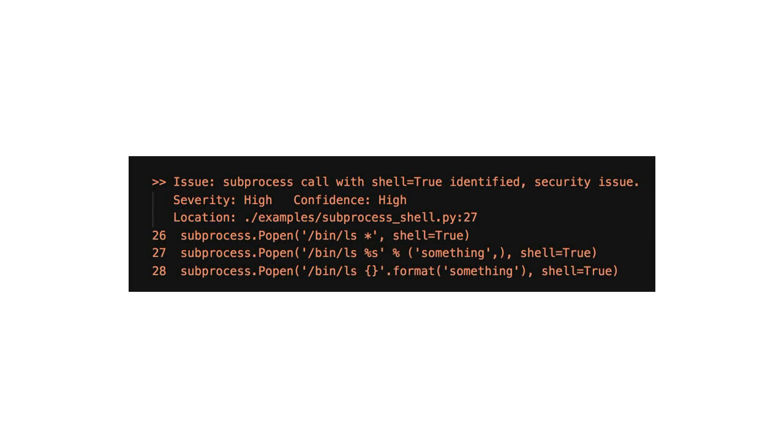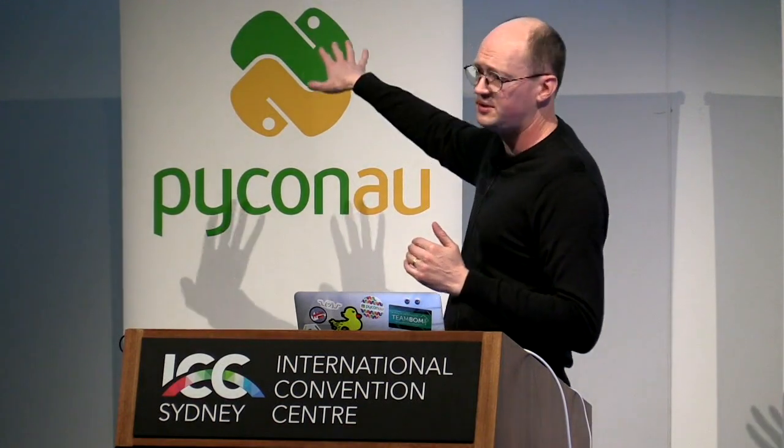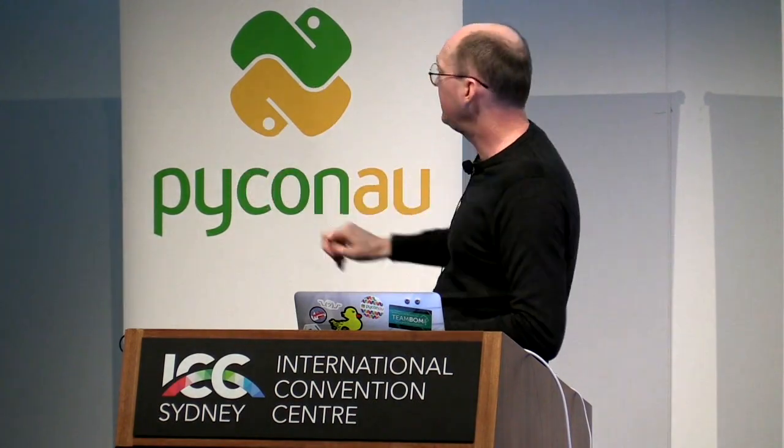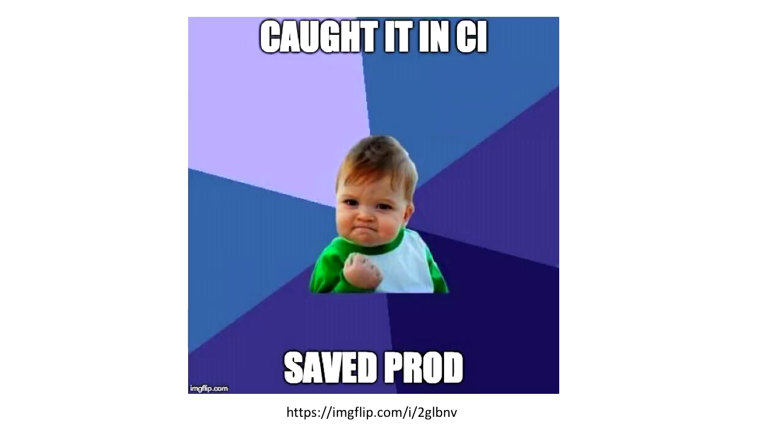This is not a talk on the specifics and nature of how all of these security problems manifest. This is not a penetration testing talk or anything like that. This is a developer tooling talk. So I'm not going to go into how this could lead to an exploit on a very, very bad day, but it definitely can. And this is where Bandit's doing well. If you've got these set up, caught it in CI, saved production. Okay, these things are important, right? You know, these things turn up.